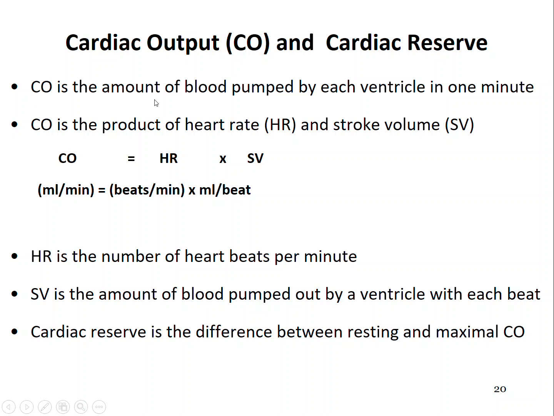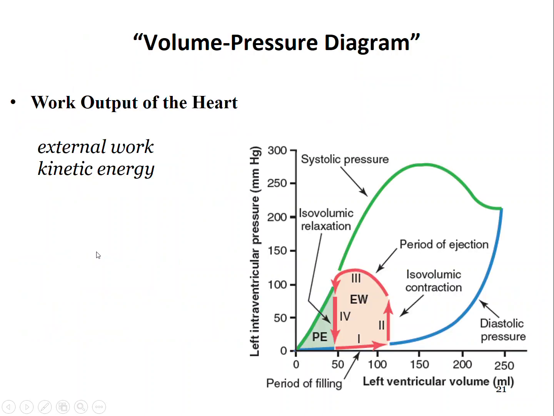So here we have cardiac output. What is the cardiac output? The cardiac output is the amount of blood that is pumped out of the heart during 1 minute. So here we have to multiply the stroke volume, the amount of blood pumped with each beat, by the number of beats during 1 minute, which we call the heart rate. So heart rate multiplied by stroke volume equals the cardiac output, which is the amount of blood pumped out from the heart during 1 minute.